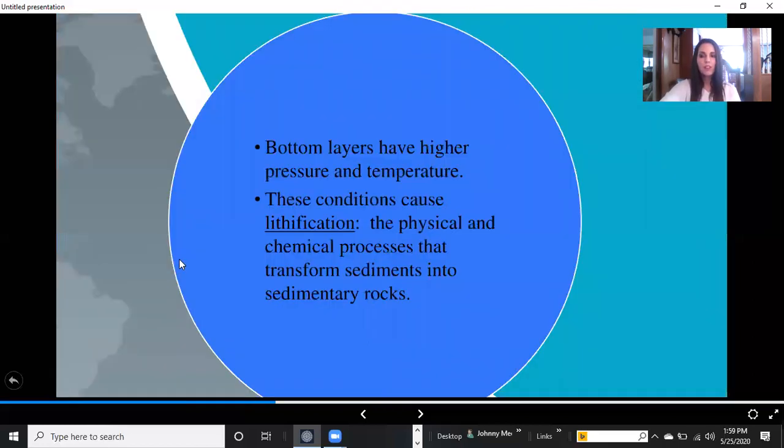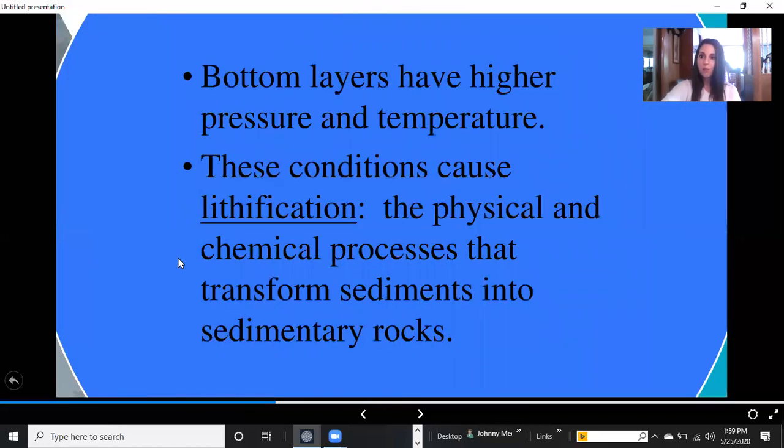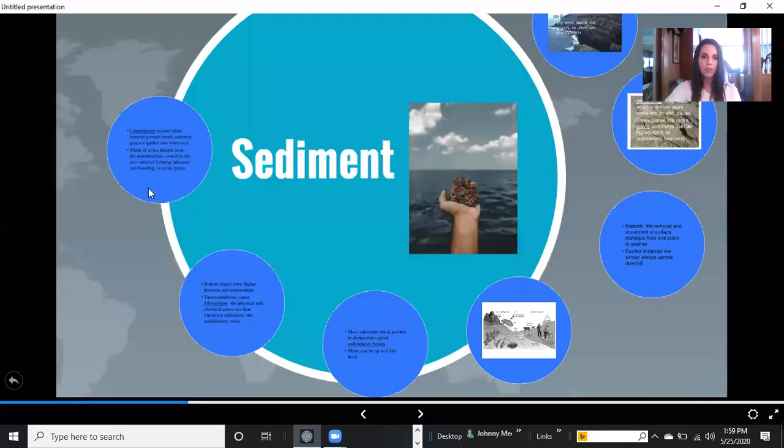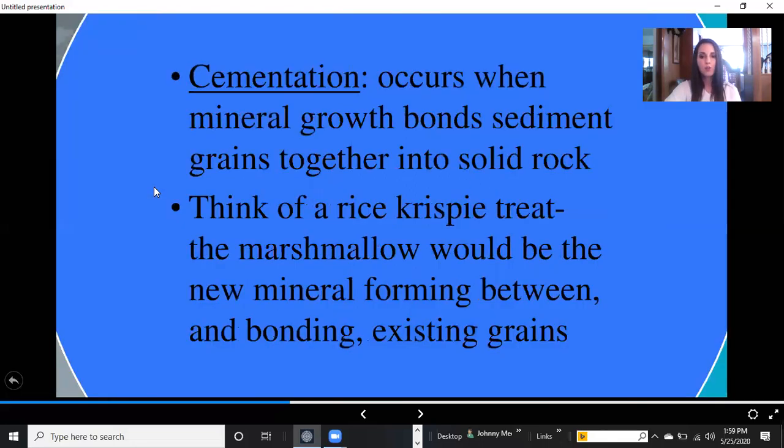The bottom layers of these basins have higher pressure and temperature, which makes sense because we talked about as you go beneath Earth's surface, the temperature and pressure gets higher. These conditions cause what's called lithification, the physical and chemical processes that transform sediments into sedimentary rocks. So cementation. Cementation occurs when mineral growth bonds sediment grains together into solid rock.